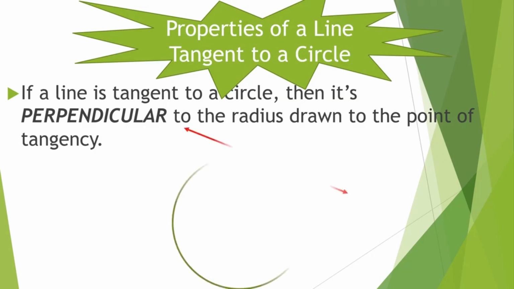Supposedly we have this circle B. There is a line which is tangent to circle B, and it has a point of tangency which is point A. So this radius AB is perpendicular to the tangent line, which is line L. Again, when we say perpendicular, it measures a 90-degree angle. So that's the first property of a line tangent to a circle.